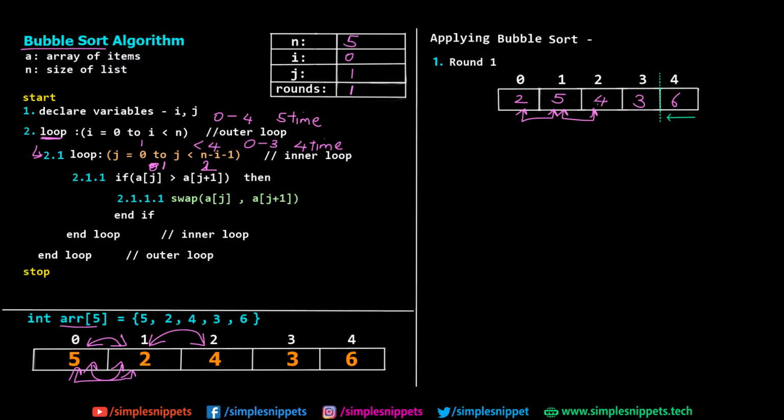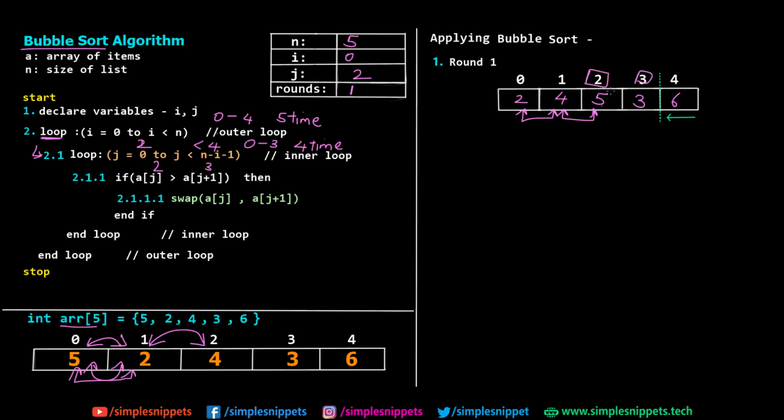So is 5 greater than 4? Yes. So again swapping is required. So 4 and 5. Now again j will be incremented. j will become 2. Is 2 less than 4? Yes. Inside this we are again making that comparison. So a of 2 and a of 2 plus 1 is 3. So these two elements are compared.